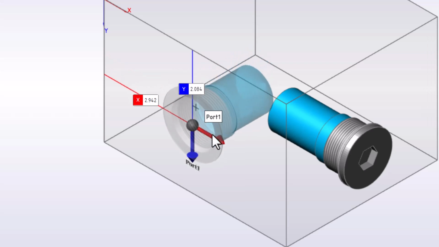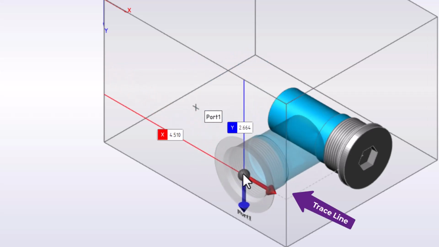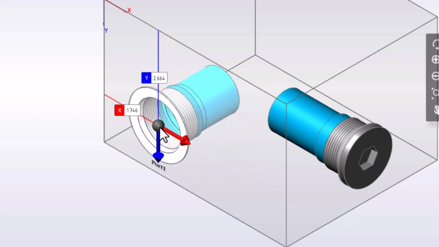If users want to move a cavity into alignment with another cavity, they can hover near that cavity to invoke the appearance of a gray trace line. Dropping the cavity near the trace line will allow it to snap into alignment with the first cavity.